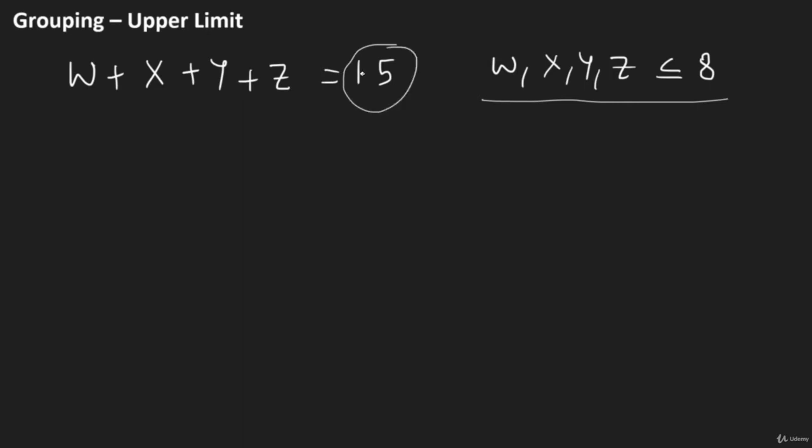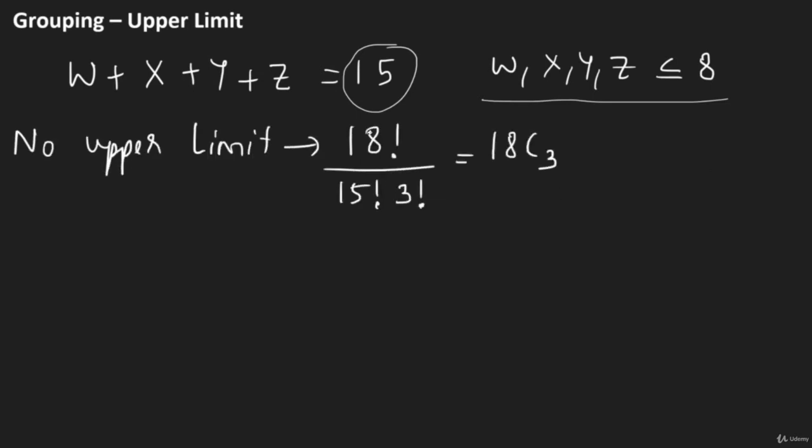Because you have 15 dots, and because you need 4 sets, you need 3 lines. That's a total of 18 objects. 15 are of one type and 3 are of one type. Let me write that. So if there was no upper limit, the answer would have been 18 factorial by 15 factorial into 3 factorial, which is 18C3.